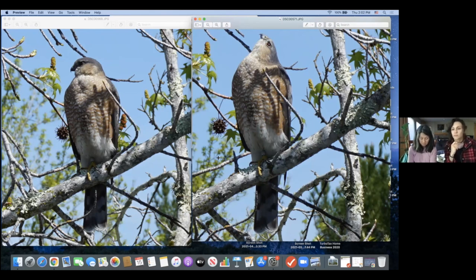One other Cooper versus sharp-shin thing is that the Coopers feel to me like they've got bigger feet. So this to me looks like a sharp-shinned hawk.